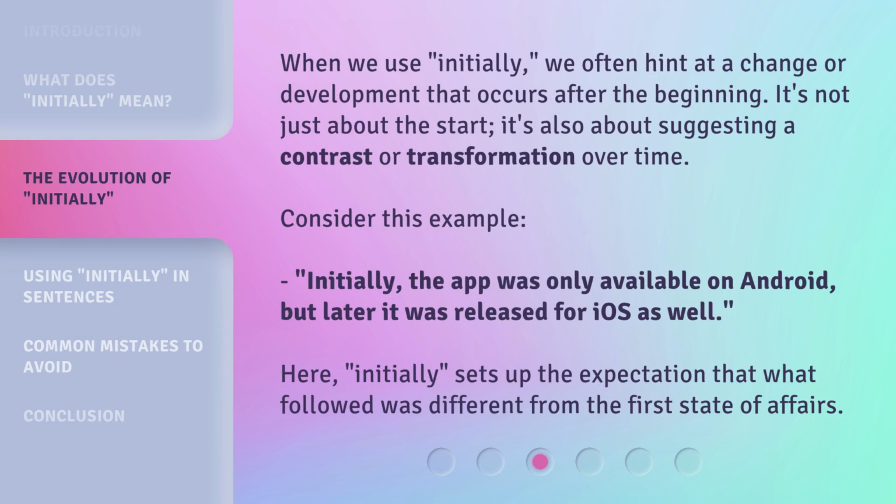When we use initially, we often hint at a change or development that occurs after the beginning. It's not just about the start. It's also about suggesting a contrast or transformation over time. Consider this example: "Initially, the app was only available on Android, but later it was released for iOS as well." Here, initially sets up the expectation that what followed was different from the first state of affairs.